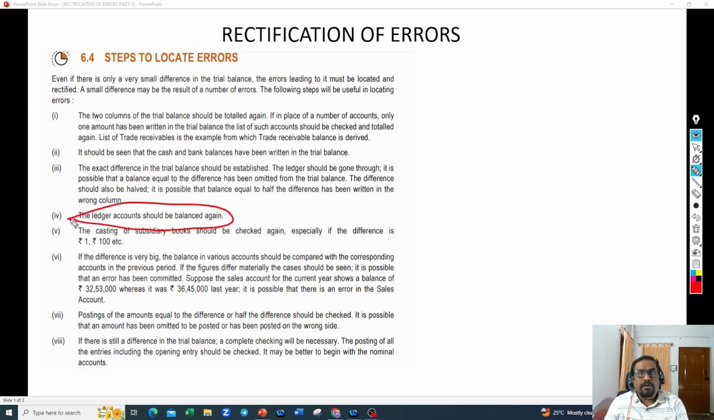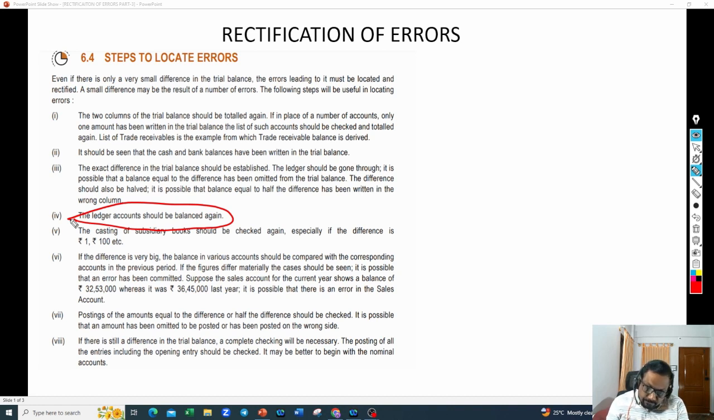So another important point of locating errors is, if you think that the difference is not rectified, you again do the balancing of all ledger accounts. There could be thousands of ledger accounts, right? All thousands of ledger accounts, you need to balance again. Why are they asking us to do the balancing? There could be a possibility that we would have done the balancing incorrectly. So let us identify what is that incorrect balancing we have done, and let us rectify it. Probably that could be the reason why there is a difference. Am I right or wrong?